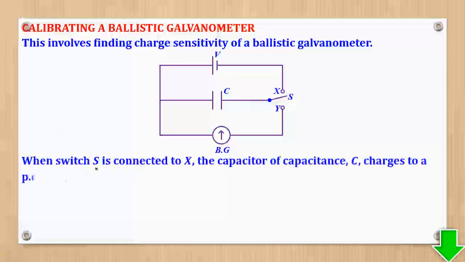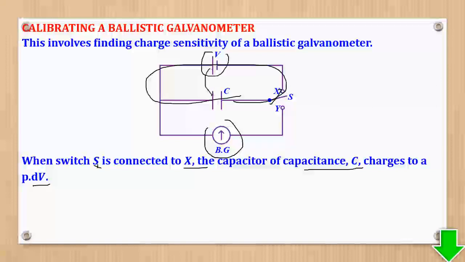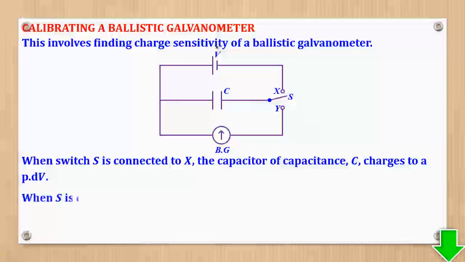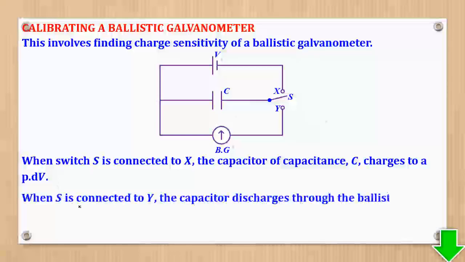Switch S is connected to X. When switch S is connected to X, the capacitor C charges to a PD V. So when you connect here, it means that this one is out of the circuit and the complete circuit is this one. Because there's a voltage supply, the capacitor will keep on being charged until it reaches this value of V. When you change the switch and you connect to Y, the capacitor discharges through the ballistic galvanometer.